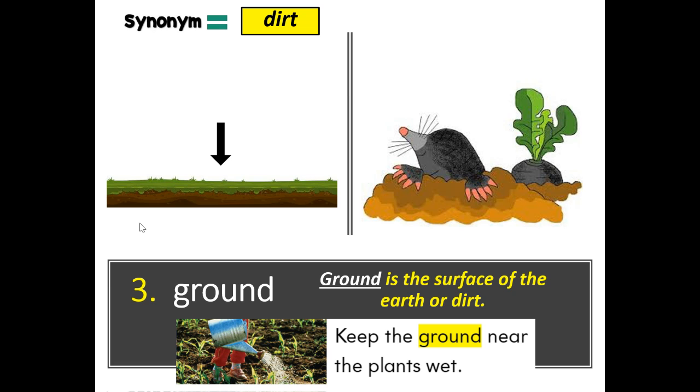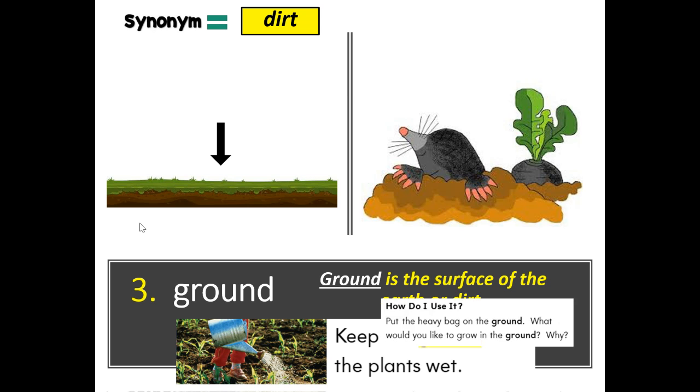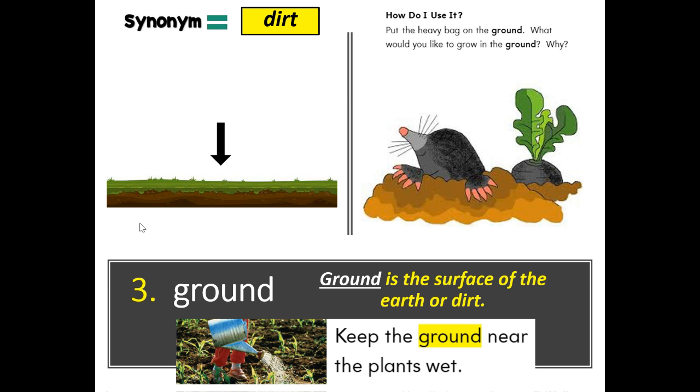Keep the ground near the plants wet. Keep the dirt near the plants wet. So, how do I use it? Put the heavy bag on the ground. Or you could say, put the heavy bag on the dirt. What would you like to grow in the ground and why? Or what would you like to grow in the dirt or soil and why?